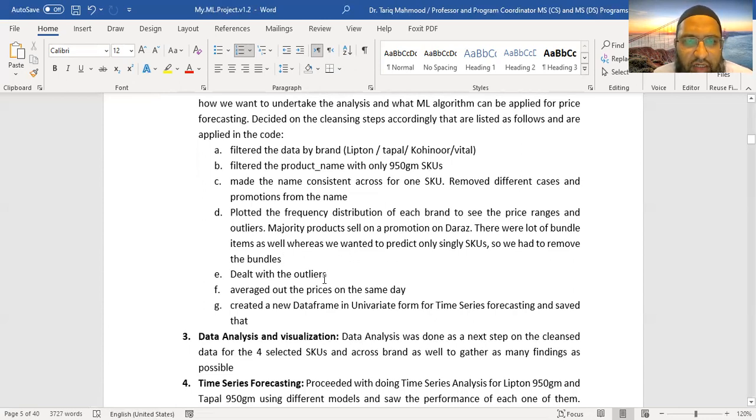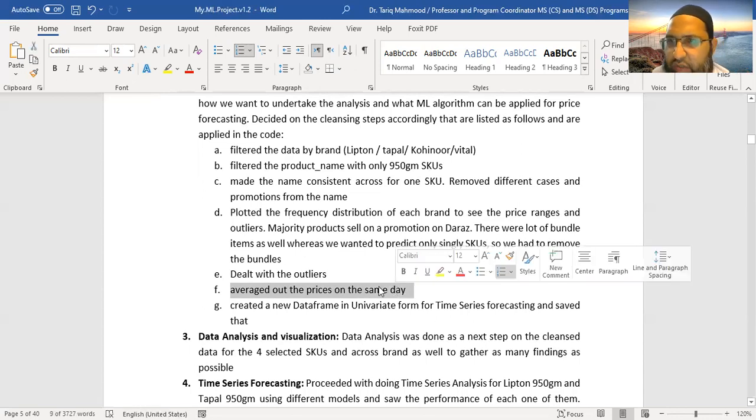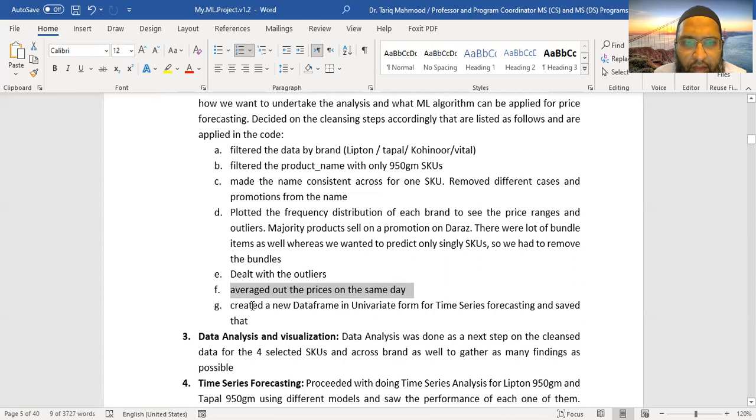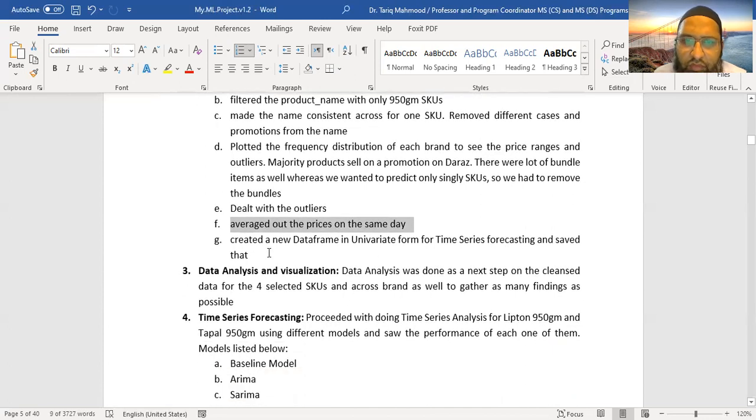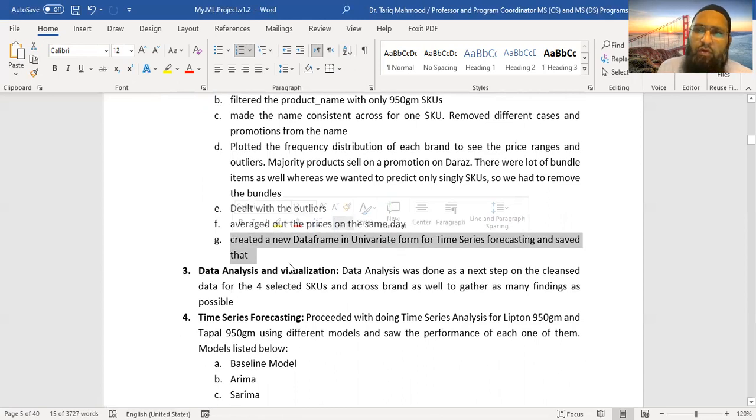So dealt with the outliers, averaged out the prices on the same day. So that's what I was talking about, that when you have multiple prices for the same product on one day, then you just average those prices to get a single value. You can also take the median, or you can take the average of the mean. And obviously for the time series forecasting problem, you need to put that in Python, in Pandas, and you need to create a separate data frame, which is shifted basically for the time series supervised learning task.